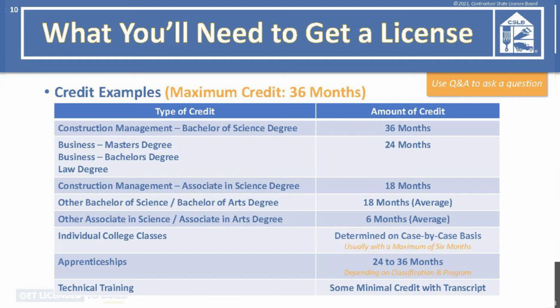For example, a sheet metal worker apprenticeship gets you 24-month credit for the C20 HVAC and C43 sheet metal classifications only. A lineman apprenticeship gets you 36 months in C7 low voltage and C10 electrical classifications only. If you have transcripts for other technical training you have taken, you might be able to get some minimal credit as well. Again, don't use your education credits to try and squeak by the 4-year or 48-month requirement.